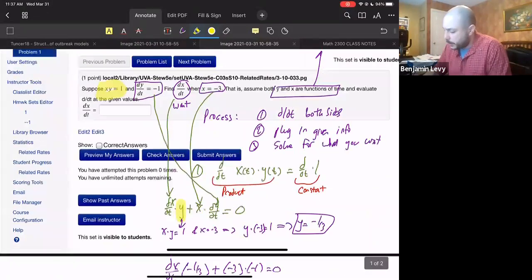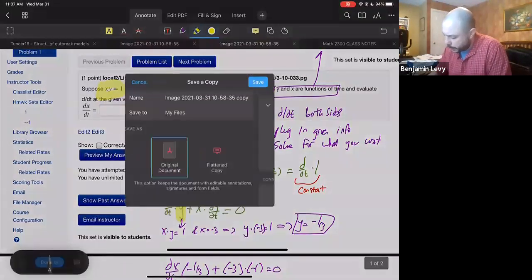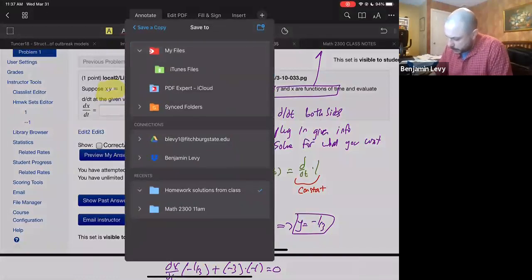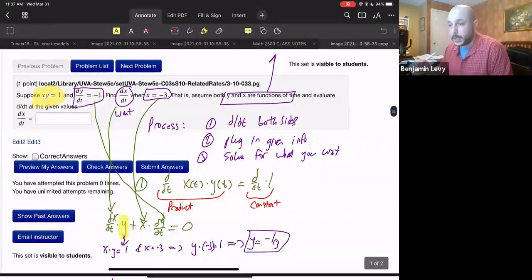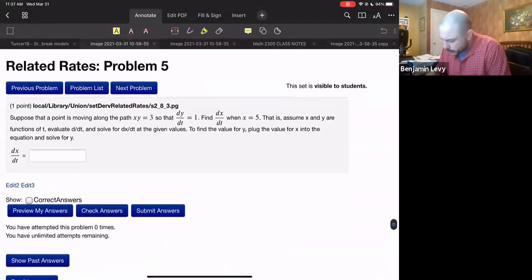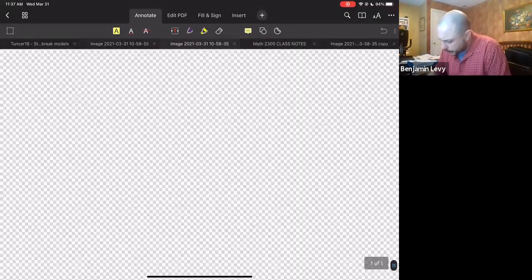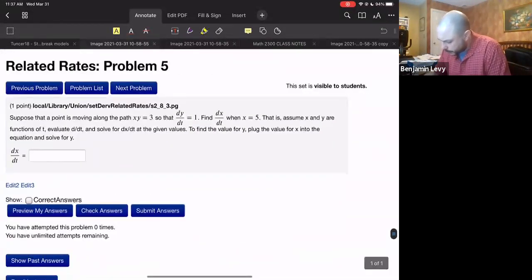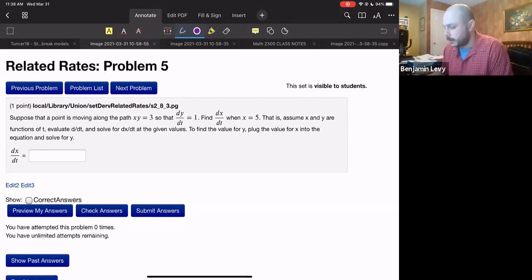So I'm going to save a copy of this one into the homework folder. And then I'd like you to try number 5, which is similar. Actually, is number 5 similar? Did I want to do it differently? This is actually maybe too similar to this one. I thought this one might have been a little bit different. But maybe it's good that it's the same. So I'm going to just pause here and let you try this one.